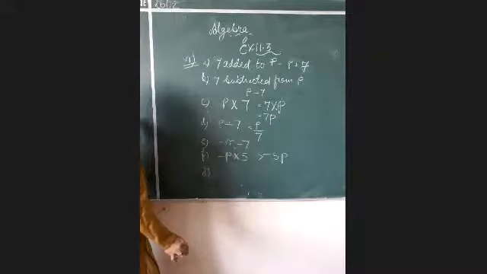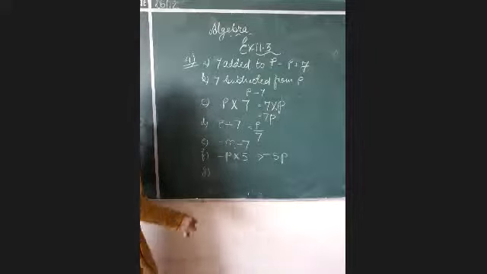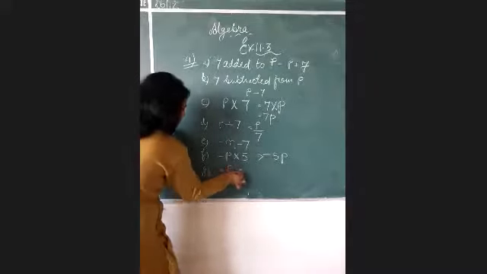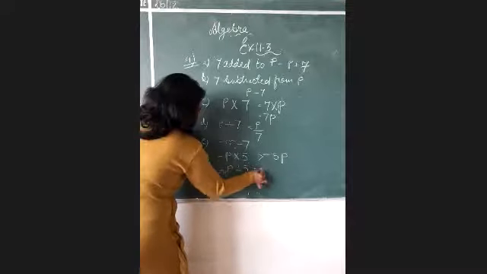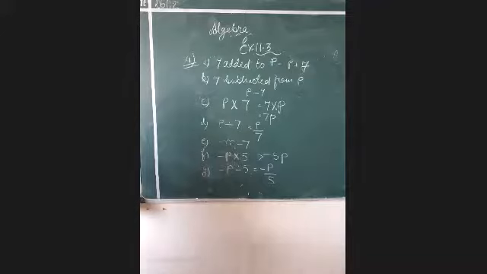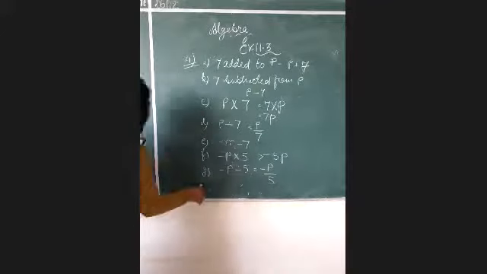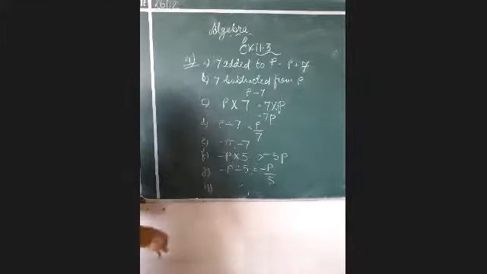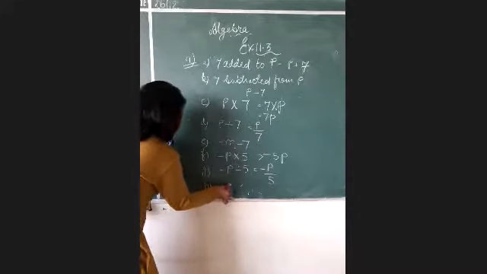Now last one in the G, minus p divided by 5. So it could be minus p upon 5 or you can write it down minus p upon 5. Okay, minus p divided by 5 or you can write it down minus p upon 5. And last but not the least is H, that is p multiplied by minus 5.